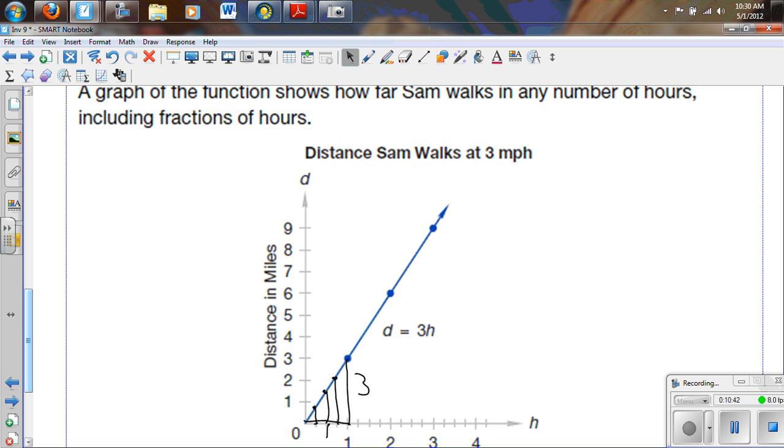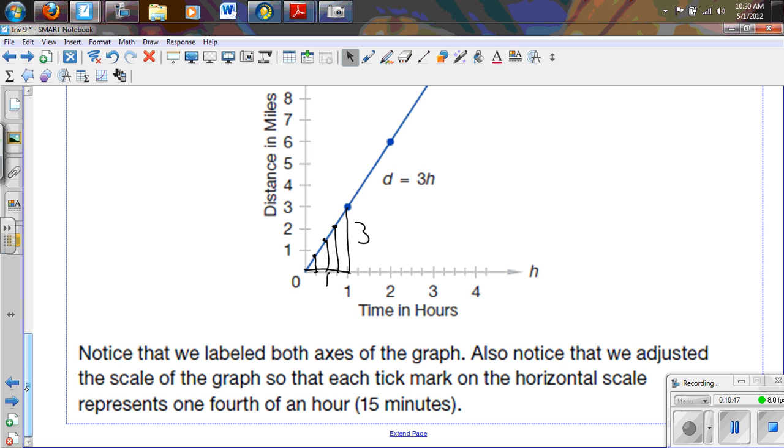So there are many pairs on this line, and they just drew this graph so that you could see some of them. And notice that they labeled both axes. They also adjusted the scale of the graph so that each tick mark on the horizontal scale represents 1/4 of an hour. So that's what I was just talking about. This is 1/4 of an hour. This is half of an hour. This is 3/4 of an hour that they're talking about there. Okay.